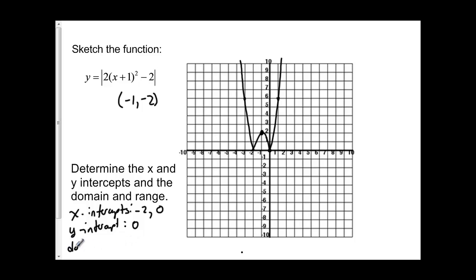My domain, just like a regular parabola, x goes on forever in both directions, so my domain is all real numbers. And my range, which is going to be similar to a lot of absolute value functions, my graph will go down to 0. It goes back up for a bit, goes back down to 0, but it never goes lower than 0. So my y is greater than or equal to 0.